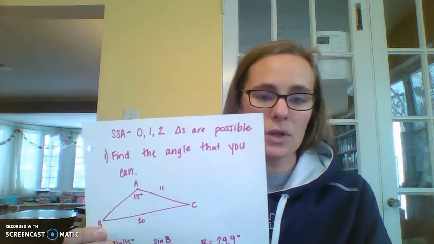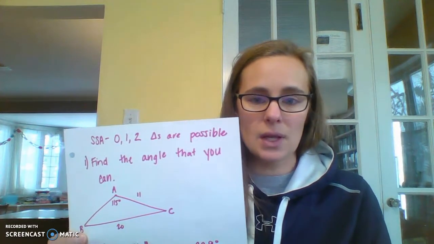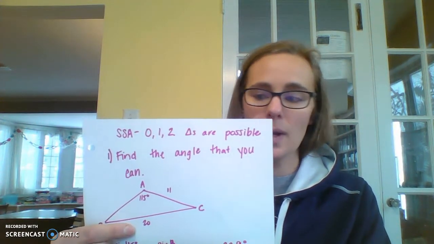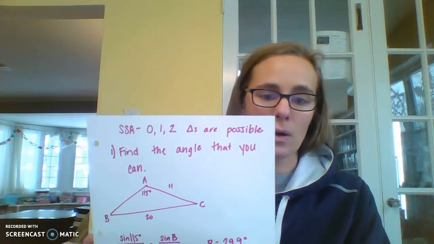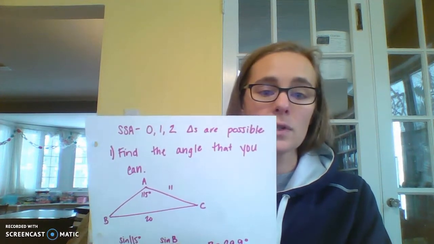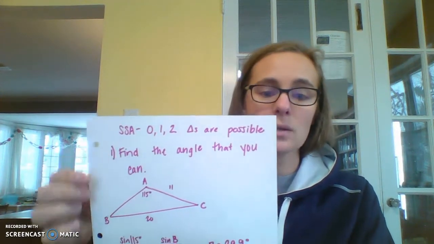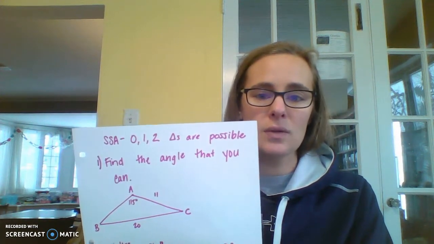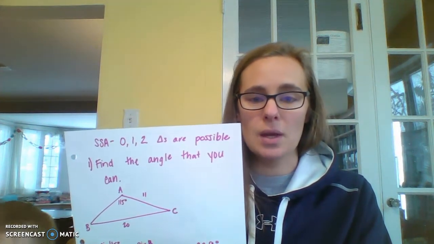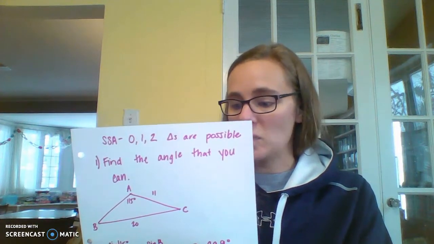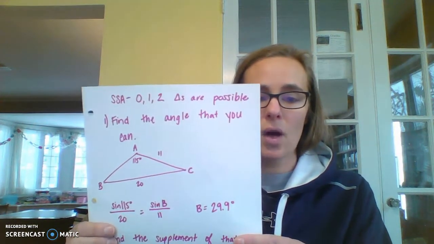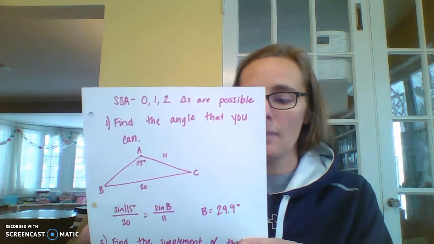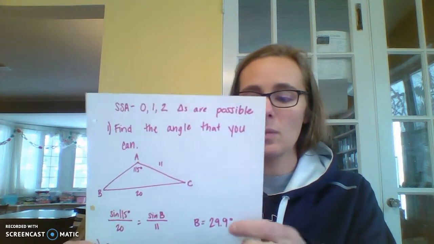So here's what that triangle looked like for me. You might have it look slightly different, but you should have 115 degrees across from the side that's 20, and then another side that's 11 across from angle B. So the first thing that we're going to do is find the angle that we can, so that's angle B. So we're going to use the law of sines. So maybe, again, throughout this video, maybe go ahead and pause, set things up, and then check your work as we go. So set it up. Sine of 115 degrees over 20 is equal to sine of B over 11. You can solve and get that B is 29.9 degrees.